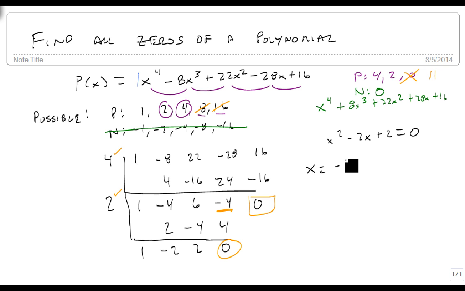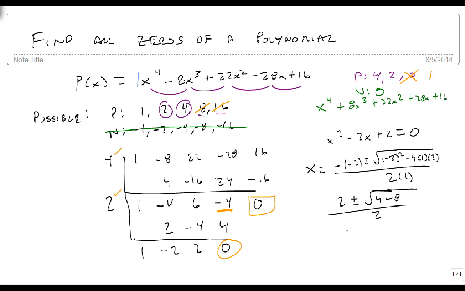x equals minus a minus 2 plus or minus the square root of minus 2 squared minus 4 times 1 times 2, all over 2 times 1, so 2 plus or minus the square root of 4 minus 8 over 2, 2 plus or minus the square root of minus 4 over 2, 2 plus or minus 2i over 2, which is 1 plus or minus i. So now I've found my 4 zeros. I have a 4, a 2, and a 1 plus i, and a 1 minus i.